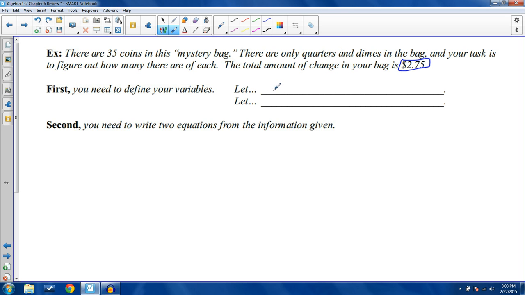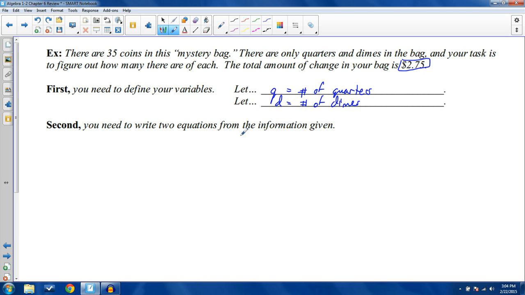Okay, so we're going to already set those variables up right now, especially because you know the value of quarters and dimes, which will come into play in here. That's the other part about this word problem that was kind of hard, because they make you interpret a lot of things. Your task is to figure out how many there are of each. So let Q equal the number of quarters, or number of coins that are quarters. D is the number of dimes, or number of coins that are dimes.